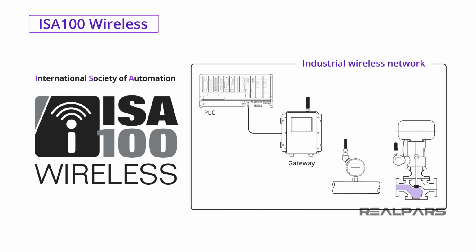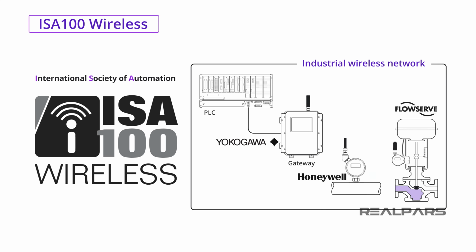One thing that we particularly like about the ISA100 protocol is that it is designed to work with all wireless devices from all major manufacturers, such as Honeywell, Flowserve, Yokogawa, and Spirax Sarco, to name a few. This simply means when you use ISA100 as your industrial wireless network, you're not tied into a single vendor solution, and you have the freedom to go with a wide range of manufacturers that support this protocol.